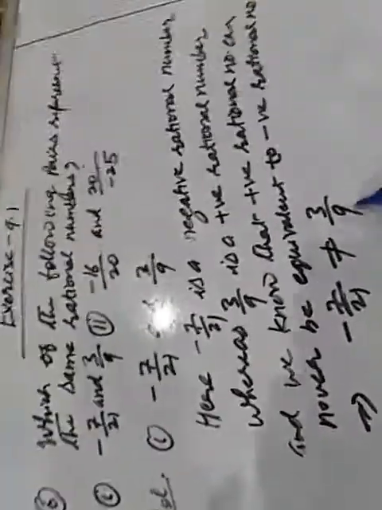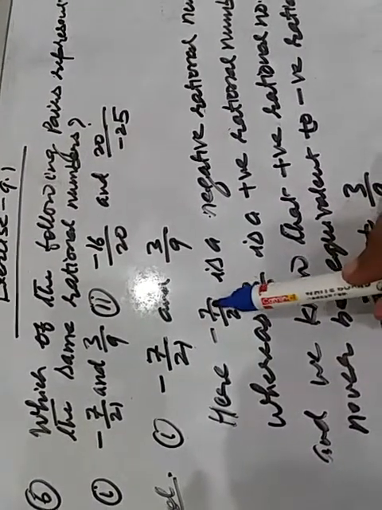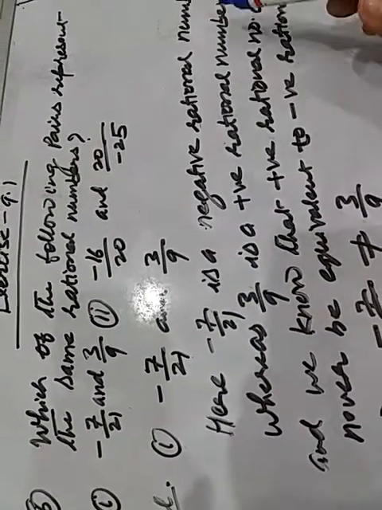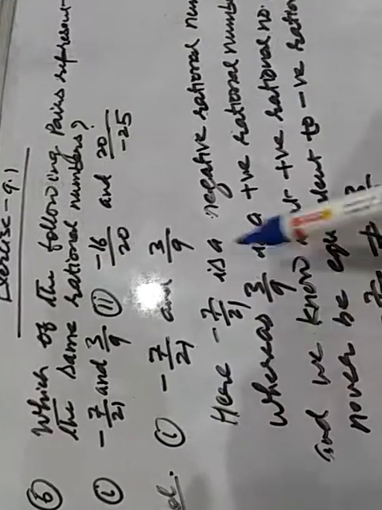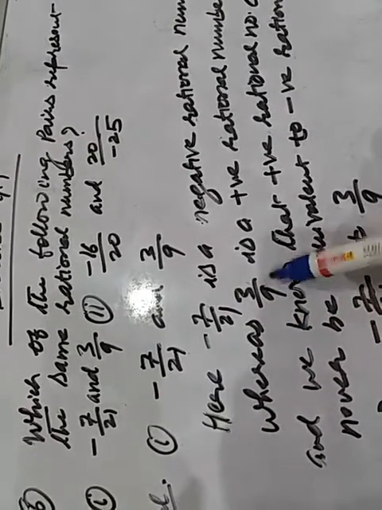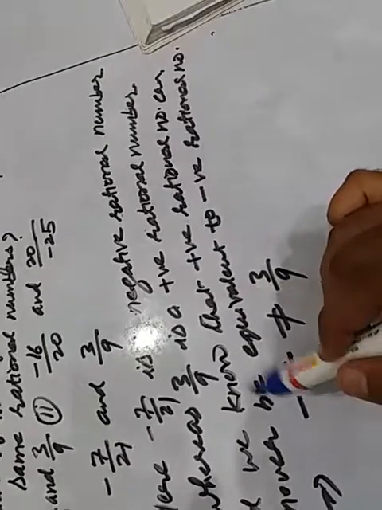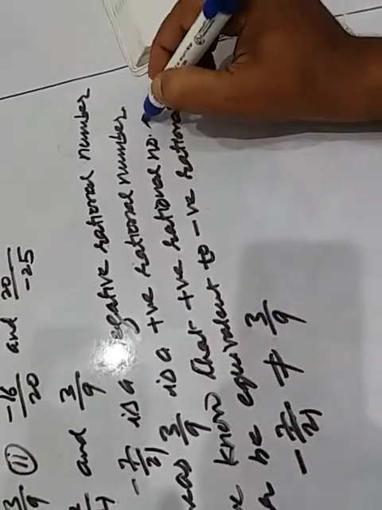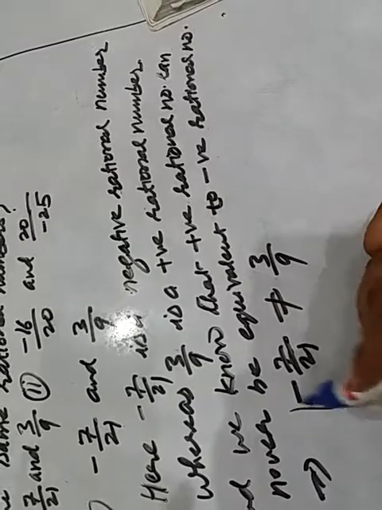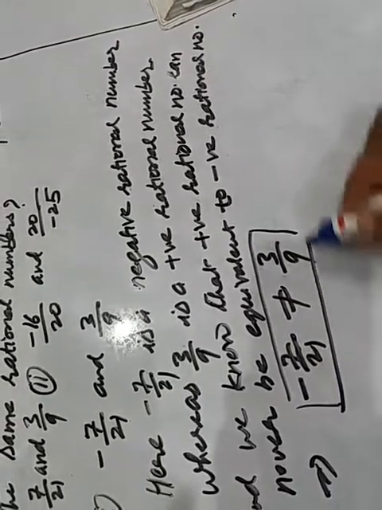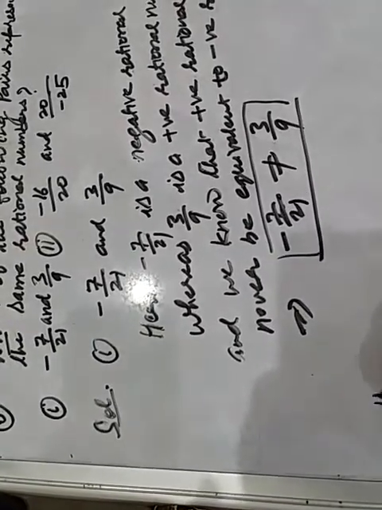Okay, children? Let us see the things. Minus 7 upon 21 is a negative rational number. Okay, minus is there. Whereas 3 upon 9 is a positive rational number. And we know that a positive rational number can never be equivalent to a negative rational number. This implies that minus 7 upon 21 is not at all equal to 3 upon 9. Let us see the second part, children.